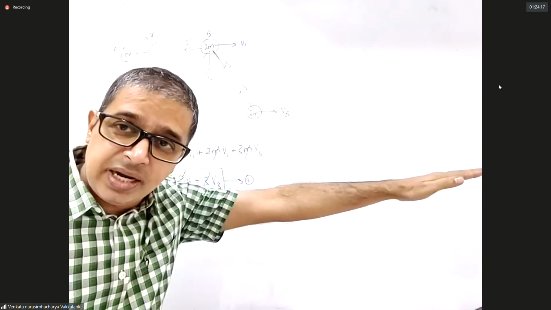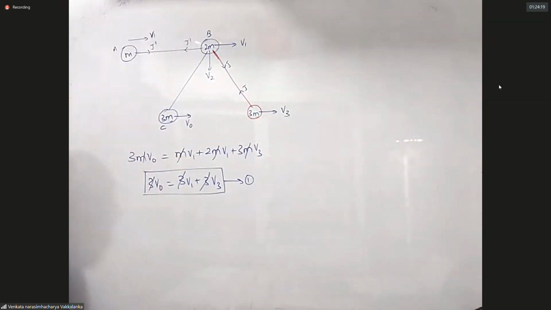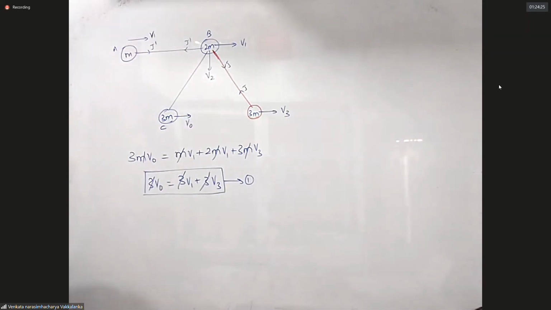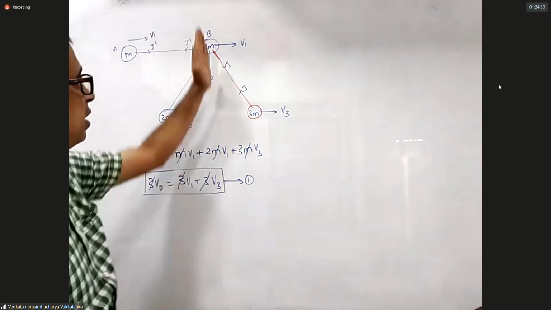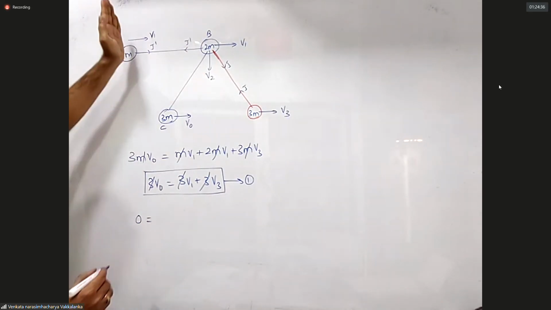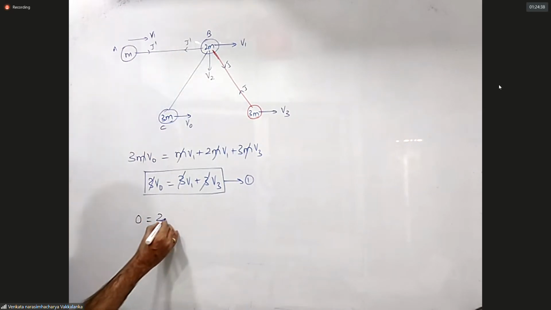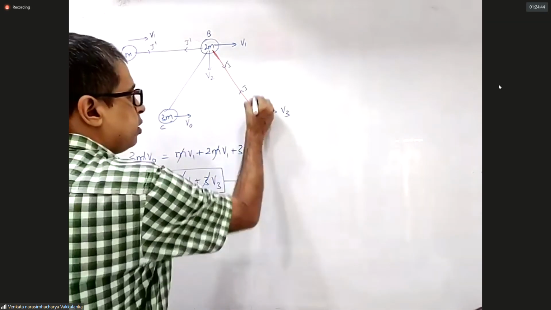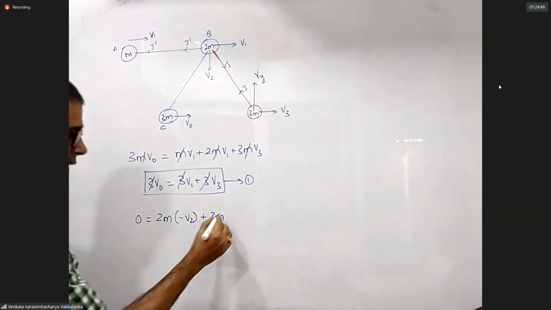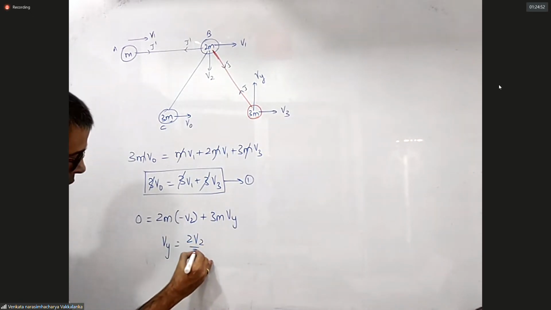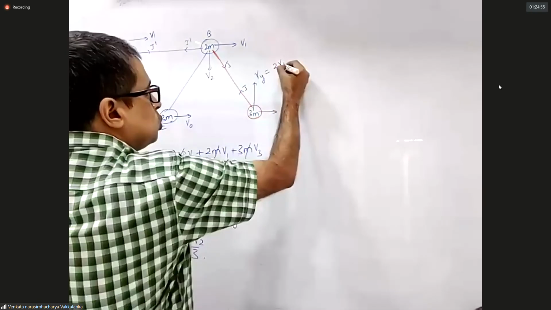Conservation of linear momentum in the horizontal direction. Taking all three masses as one system, there is no external force on them. Now the question is, can I conserve linear momentum along the y-axis as well? You can. 0 is the initial momentum in the y-axis. Final momentum: 2m into minus v2 plus 3m into vy. So vy is 2v2 by 3.